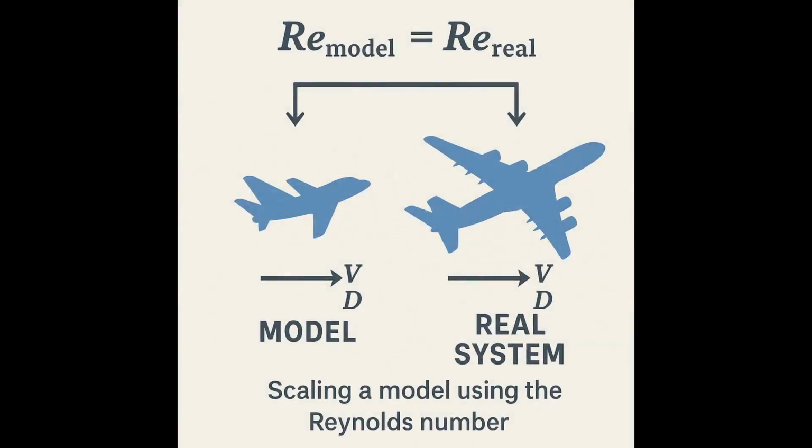Reynolds number is also essential for scaling experiments. If you want to create a model to predict the behavior of a real system, the Reynolds number of the scale model and the real system must match. But now we are left with another question. Where did this idea come from?